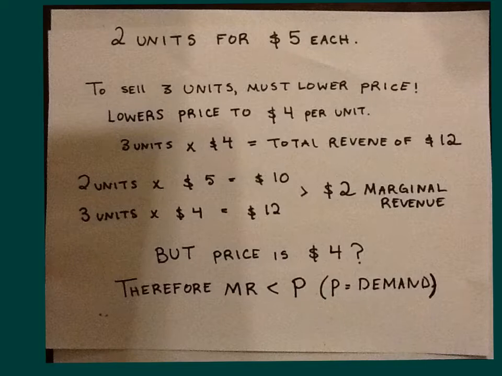Now the next step is to calculate the marginal revenue. The initial 2 units for $5 each gives you a total revenue of $10, and the one we just calculated, 3 units at $4, gives you a total revenue of $12. Comparing those two gives you the marginal revenue of $2. But in order to sell 3 units, we sold them at a price of $4 each, and the marginal revenue is only $2. Therefore, the marginal revenue is less than the price, and the price is synonymous to the demand.